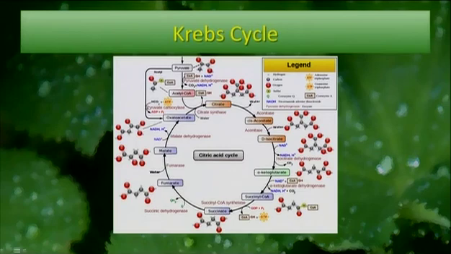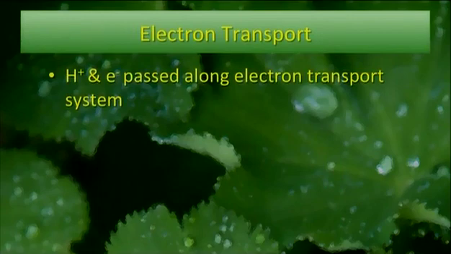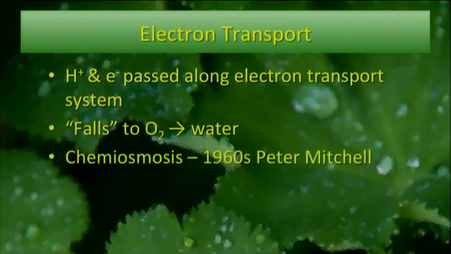Okay, that's shown here. So during electron transport, the hydrogen ions and electrons are passed along in an electron transport system, and eventually they fall to oxygen to make water. And chemiosmosis was actually delineated in the 1960s by somebody named Peter Mitchell.